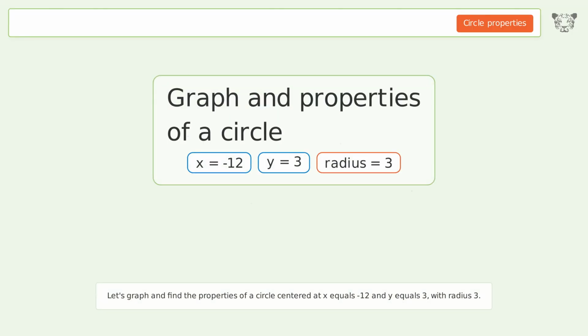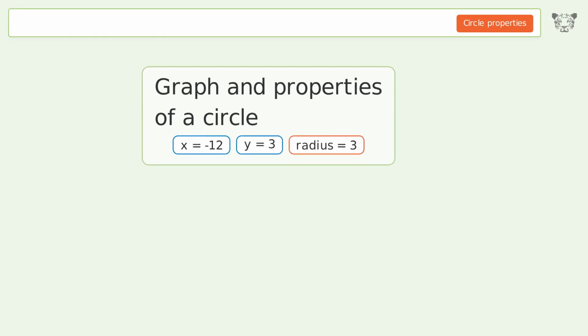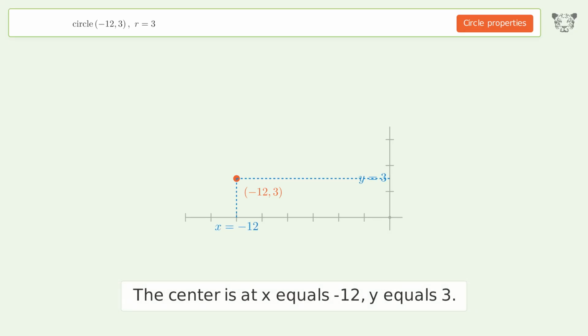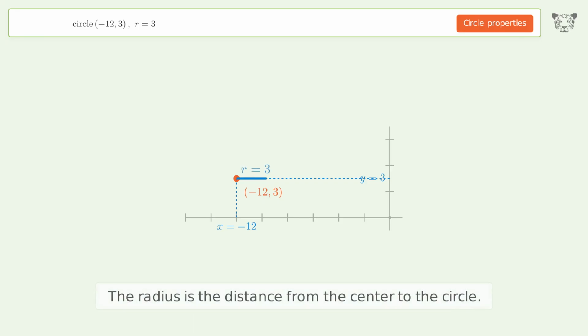Let's graph and find the properties of a circle centered at x equals -12 and y equals 3, with radius 3. The center is the anchor point of the circle. The center is at x equals -12, y equals 3. The radius is the distance from the center to the circle.